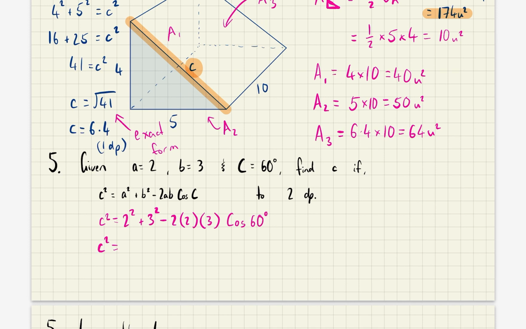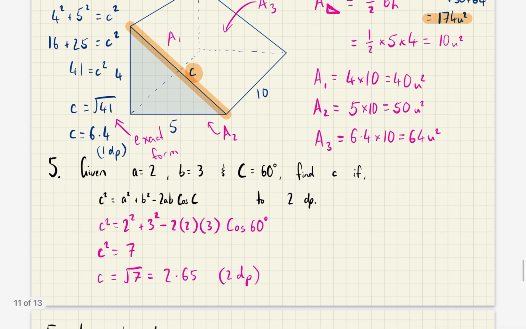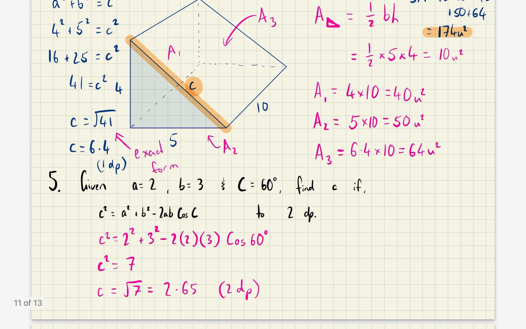Okay, and that gives me c squared. So I'm going to type that all into the calculator, see what I get. And that gives me 7. But it asks to find c. So I'm going to have to find the square root of 7. And the square root of 7 to 2 decimal places, which is what it wants, is 2.65. And that's to 2 decimal places. That's the answer there. All right. So that's the solutions for the 5 questions.